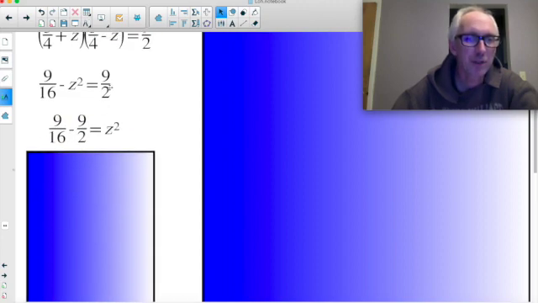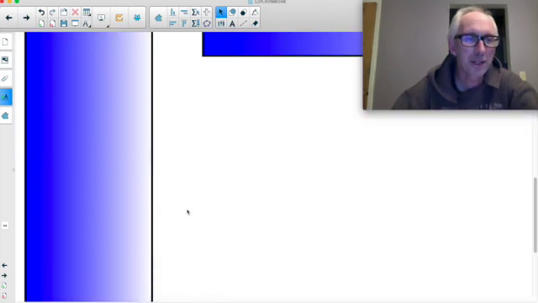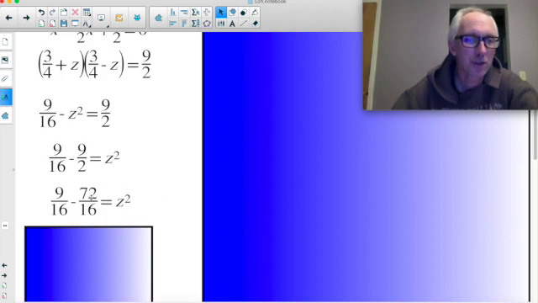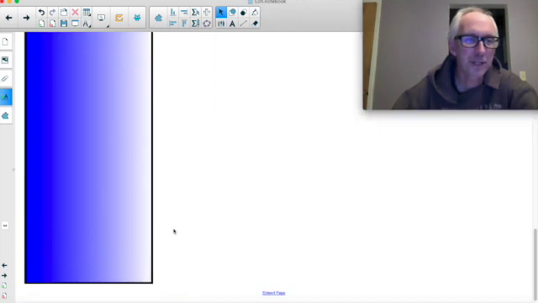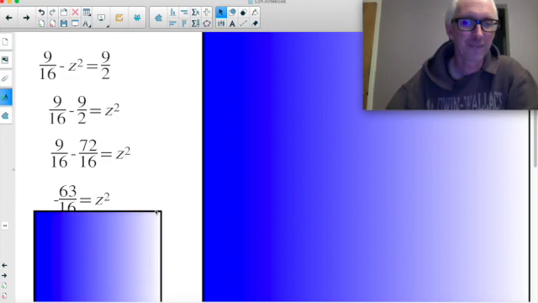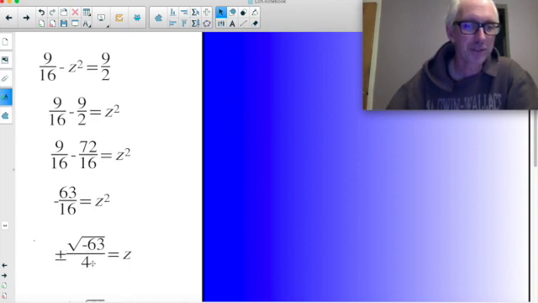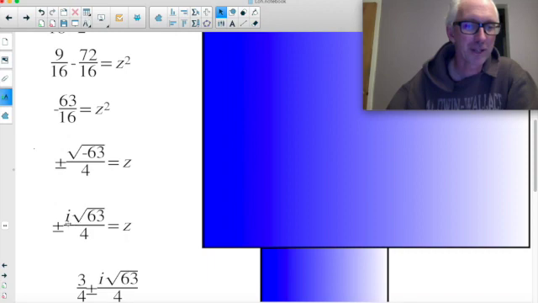Then we're going to do some algebra, subtract the 9 over 2 and add z squared. All right, make a common denominator, which would be 16. So 9 over 2 becomes 72 over 16. So we have 9 over 16 minus 72 over 16, which will be negative 63 over 16 equals z squared. Then we're going to take the square root of both sides. So we have plus or minus square root of negative 63 over 4. We're going to pull out the negative as an i. So we have plus or minus i square root of 63 over 4 equals z.